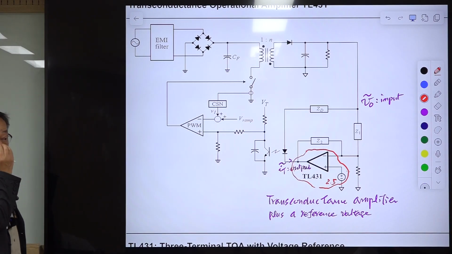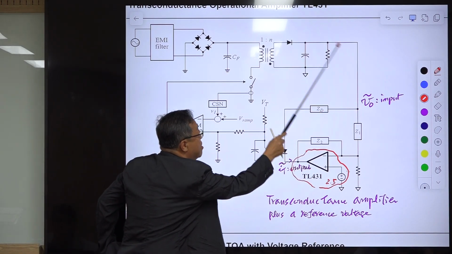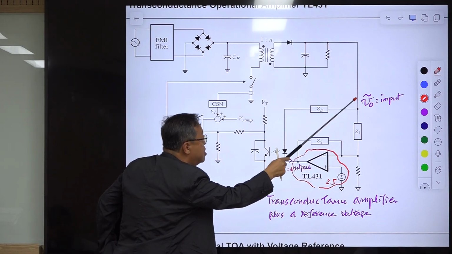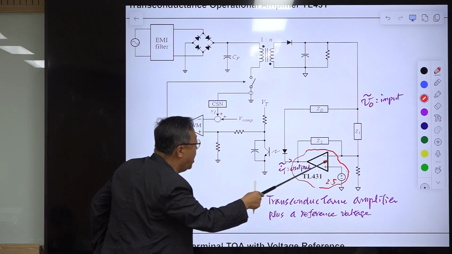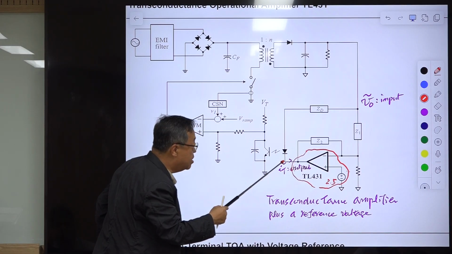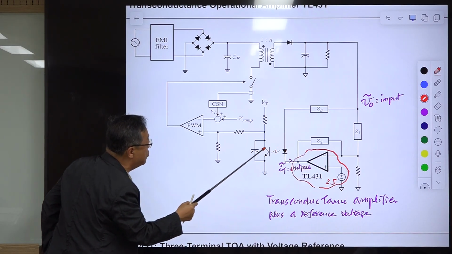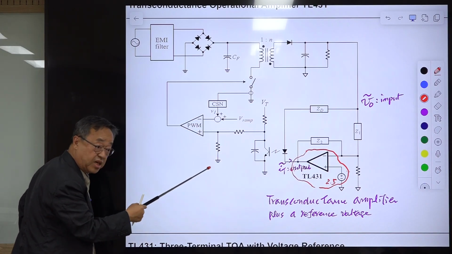The input of a transconductance amplifier is voltage, and the output of a transconductance amplifier is current. Okay, so if you change here, this is the AC component of our voltage. It goes here, something like that, and it changes this current, right? This current is then transmitted to this, and this current is used as the feedback signal.